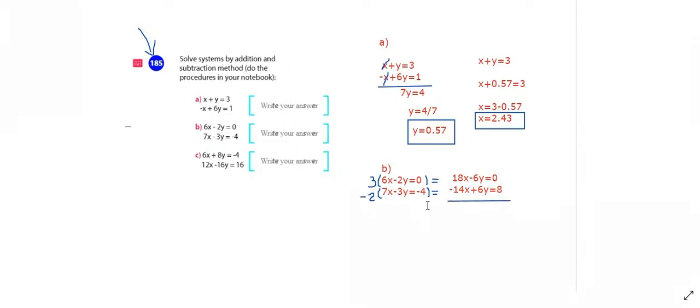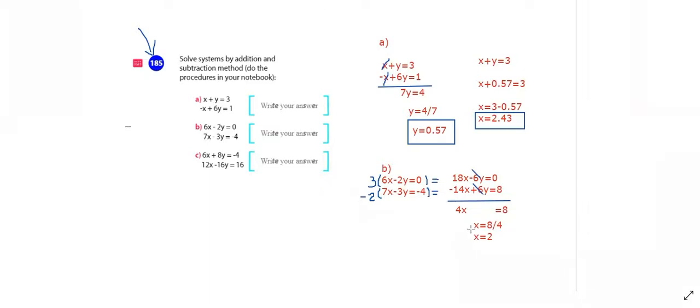18 minus 14 will be 4x. Then I can cancel the 6y because they are the same coefficient with different signs. And then 0 plus 8 is 8. Now easily, I know what to do. I isolate the letter x by taking the number 4 to the other side, dividing, and then I get that x is equal to the number 2.